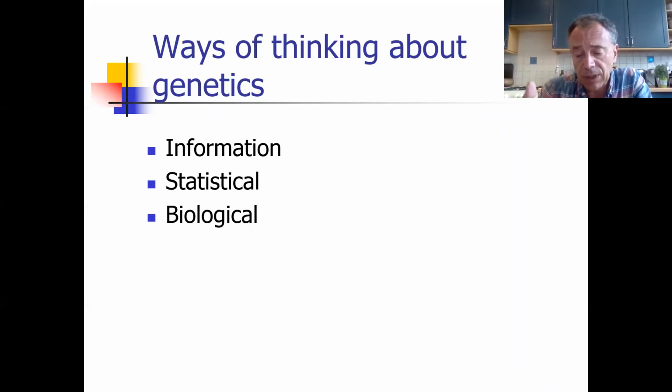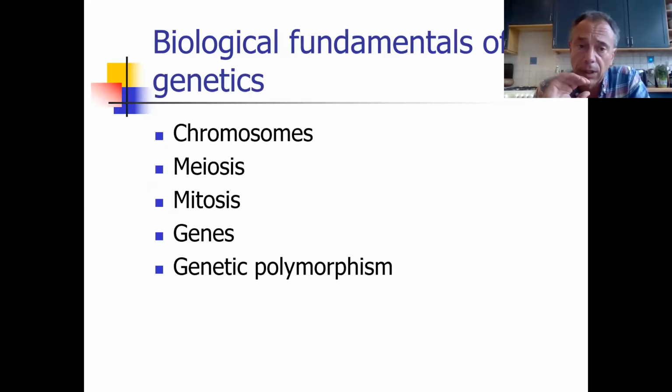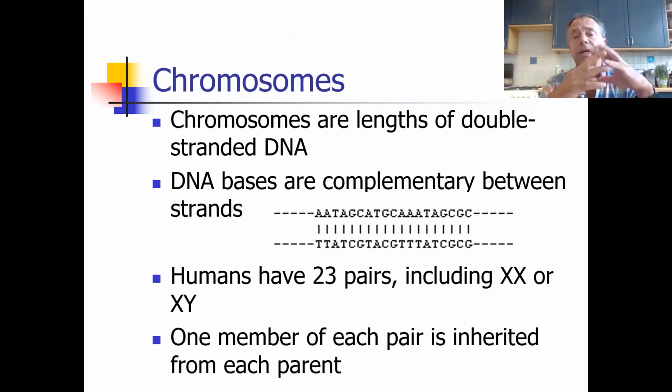What I'm going to do now is focus a lot on the biology, and make sure we've all got a sound grounding in the biology that underlies genetics. We are going to get some clarity about these very basic concepts of chromosomes, meiosis, mitosis, genes, and then genetic polymorphism and genetic variation, which is what we might be interested in. So the first thing to think about is chromosomes.